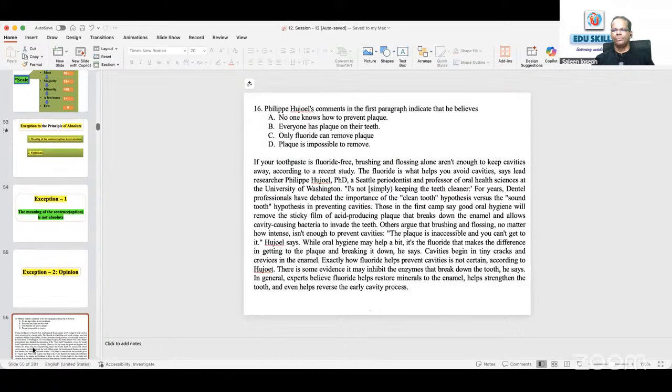Okay, let's see one example here. Philippe Hujol's comments in the first paragraph indicate that he believes.